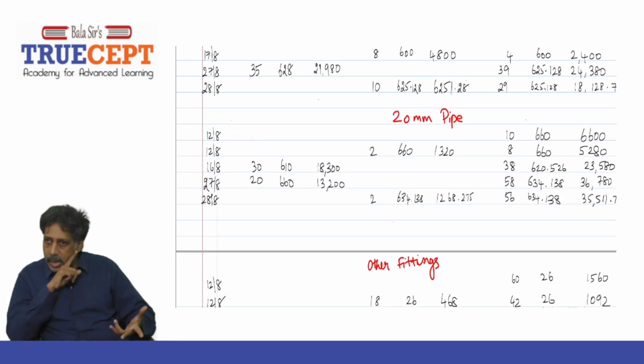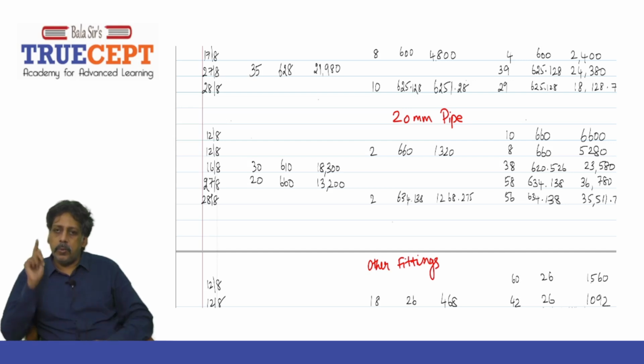On the same date, there is an issue of 2 units at 660, 1,320 rupees, leaving a balance of 8 units at 660, 5,280 rupees. It's all simple math. Multiply and get the number.